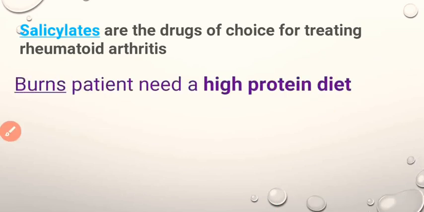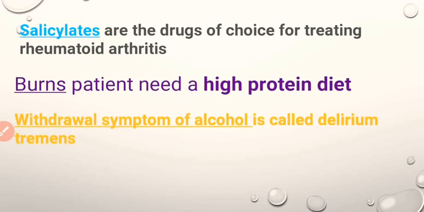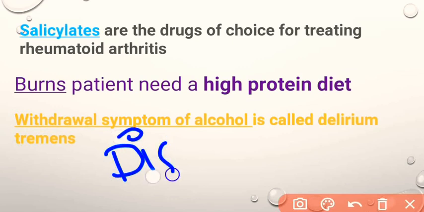Next, a burn patient needs a high protein diet because it is useful in healing, and also protein is lost through the burn wound, so a patient having burns requires a high protein diet. Next, withdrawal symptoms of alcohol are called delirium tremens, and the disulfiram drug is the drug of choice for alcohol dependency.